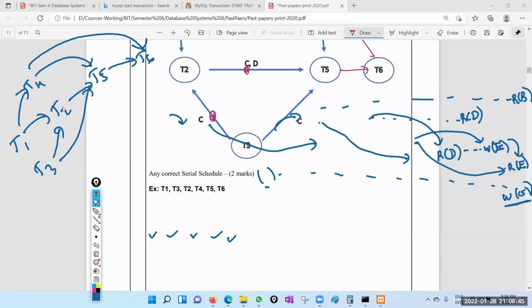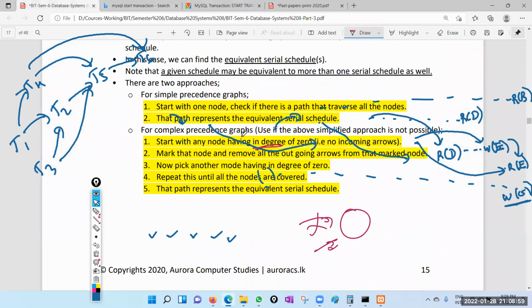So T2 in degree is not 0. In degree is 2. Here in degree is 1. Here in degree is 3. 1, 2, 3. Here in degree is 2. So you have to start with either T1 or T3 in this case. Okay. So start with in degree 0. Mark the node and remove all the outgoing arrows from that marked node.